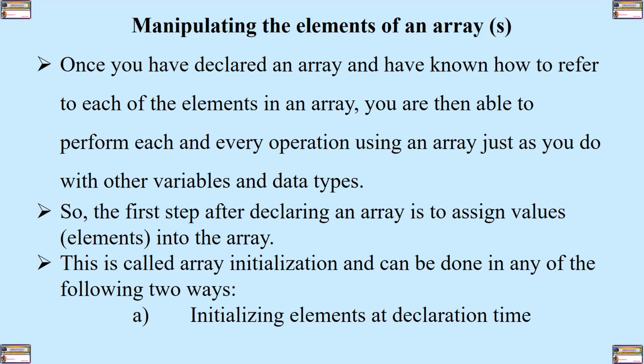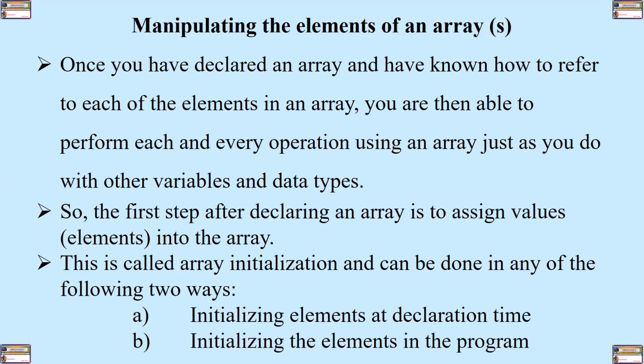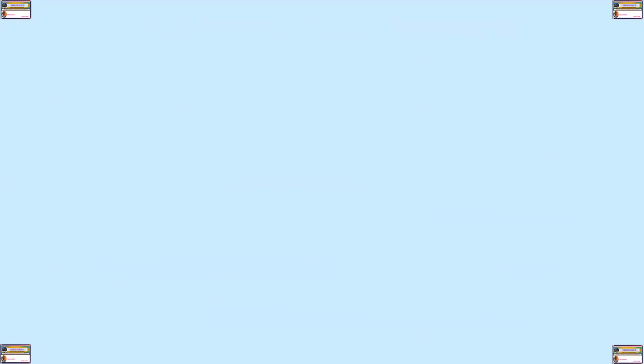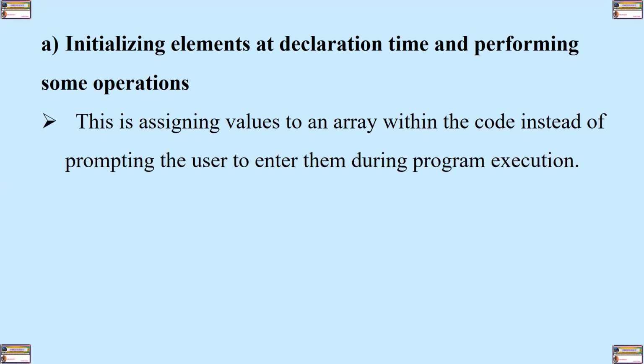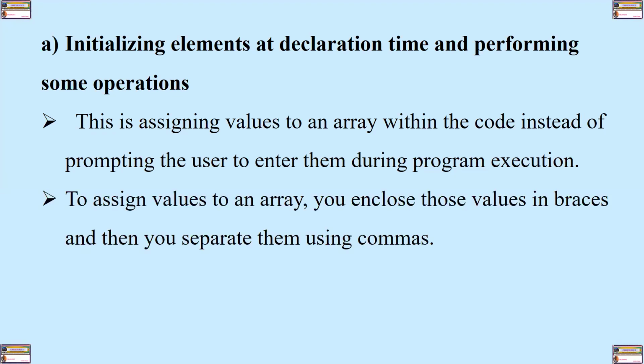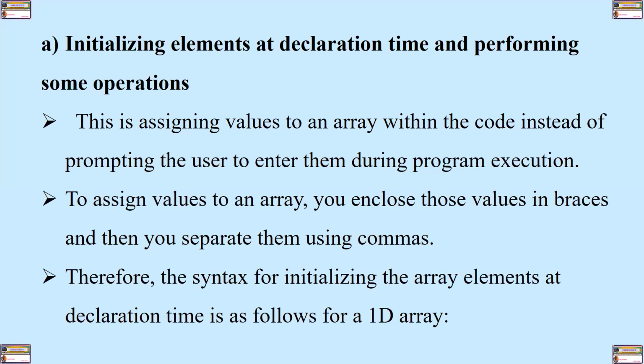You can initialize elements at the declaration time, or you can initialize the elements in the program. So how do we initialize elements at the declaration time? And then how do we perform operations with them? Now, what we mean by initializing elements at declaration time is simply assigning values to an array within the code, when you are declaring, instead of prompting the user to enter them during program execution. To assign the values to an array, you enclose those values in braces, and then you separate them using commas.